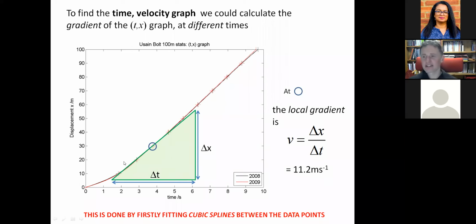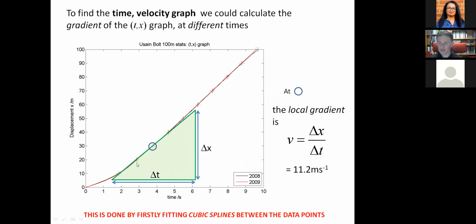However, in our case, Usain Bolt's not following what we call an analytical curve. He's just running as fast as he possibly can. So we're going to work out what the gradient is. What I've done is fit a series of what we call cubic splines to these points. This is a cubic function, every 4 points, and it rolls. Now, a cubic, I can work out the gradient of that. The laws of calculus tell me that's a quadratic.